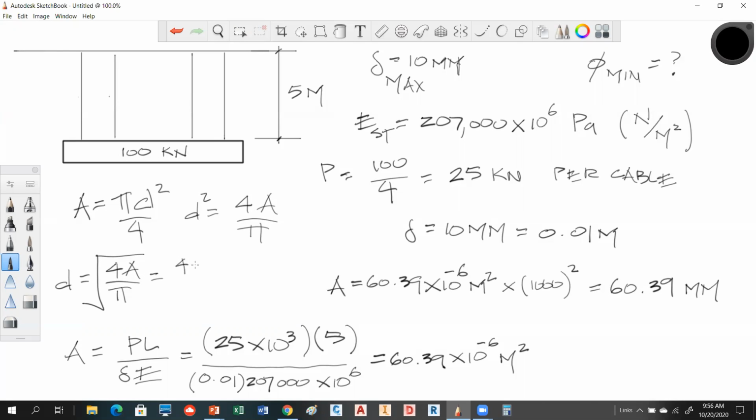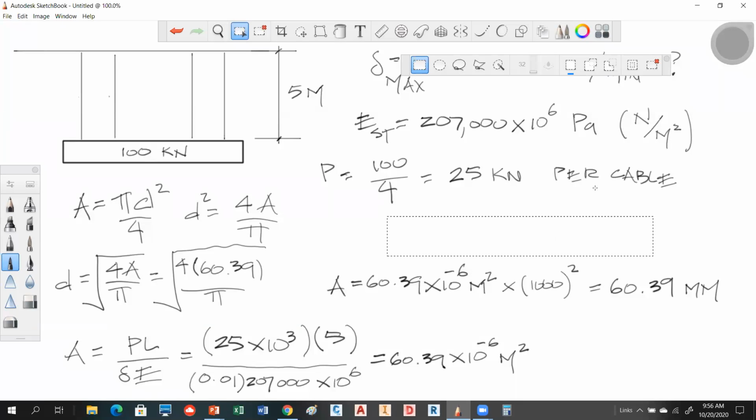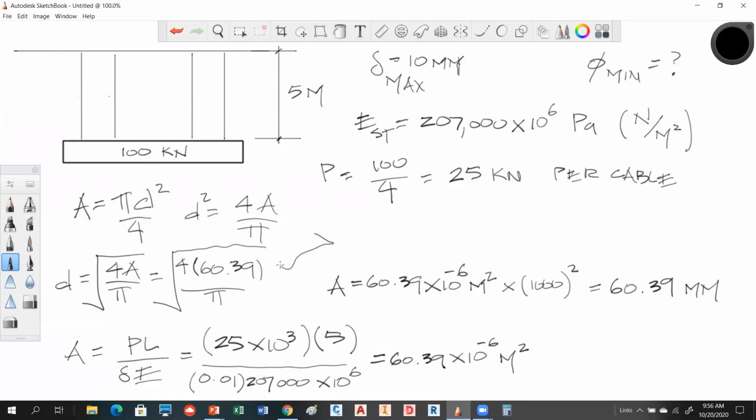So we get 4 times 60.39 divided by pi, and we're taking the square root of that mess. I'm running out of room, let me move some stuff over here. So when I do that math, the diameter that I'm looking for, the square root of 60 times 4 divided by pi, we're looking at a rod that has to have a minimum diameter of 8.77 millimeters.